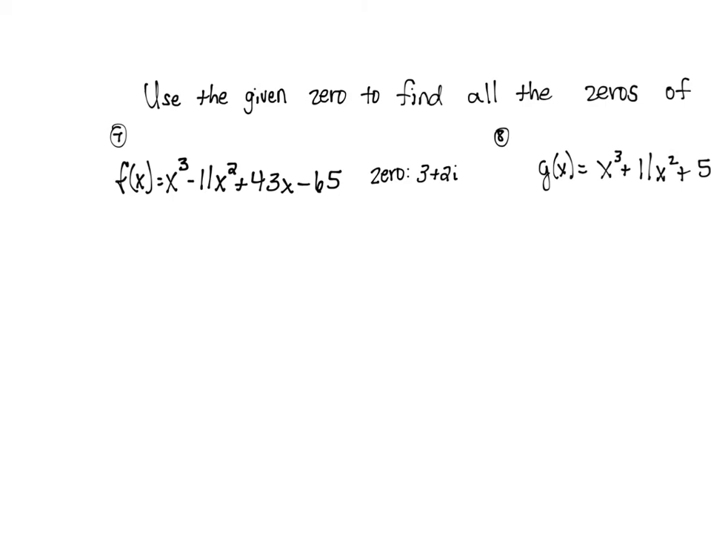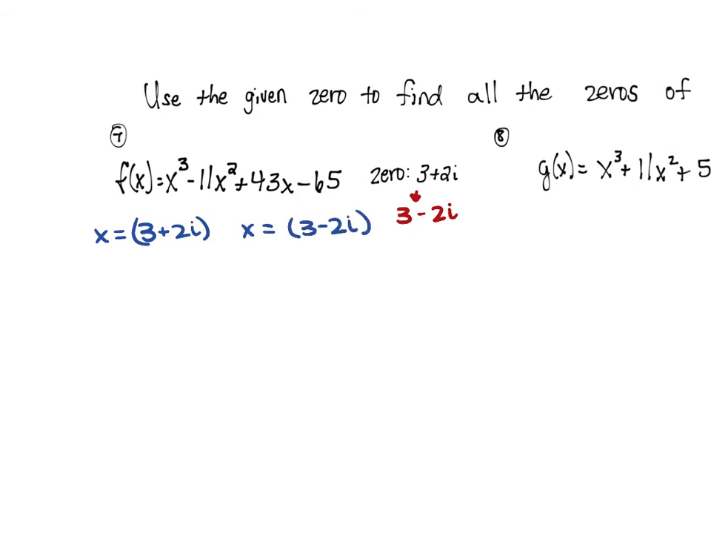So with example 7, we're given f of x is equal to x cubed minus 11x squared plus 43x minus 65. Our 0 that's given to us is 3 plus 2i. You got to think, this is 3 plus 2i. It has an i in it, so our conjugate of it is 3 minus 2i. So you're going to be including both of these when you set them equal to x. So x is equal to 3 plus 2i, as well as x is equal to 3 minus 2i.